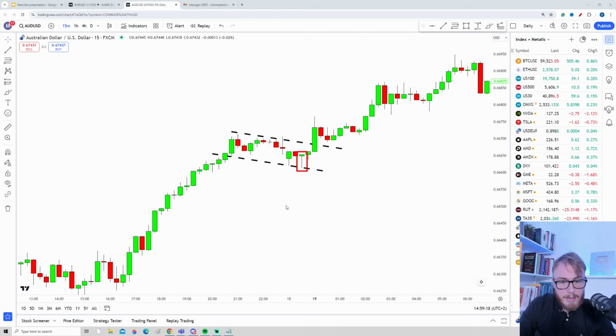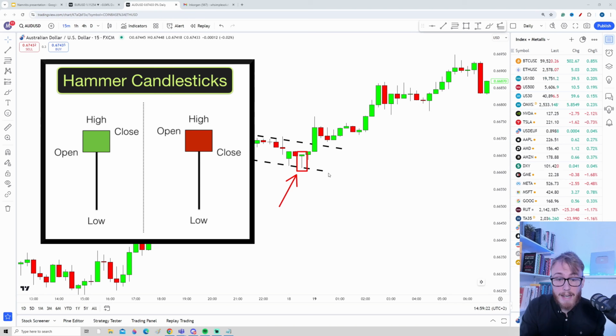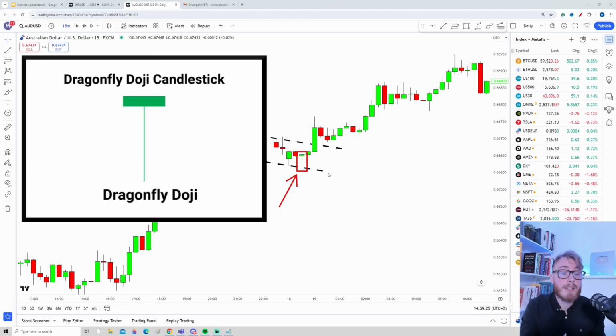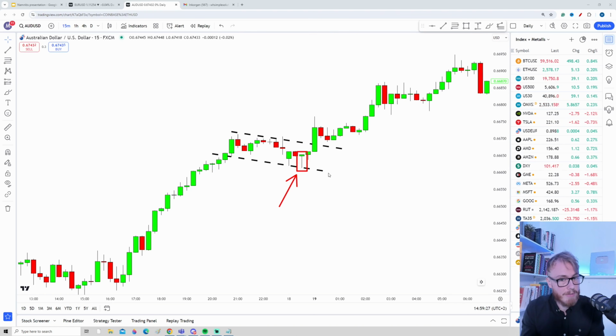Another thing that I like about this entry was that this candle right here was actually a hammer pattern. It was almost like a dragonfly doji, which in itself is a bullish pattern. So that can slightly improve our chances of success. So you can enter right there.